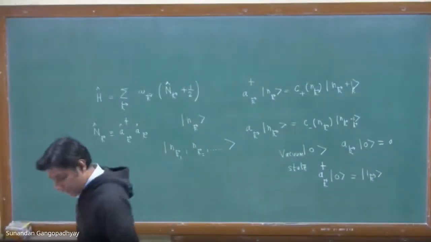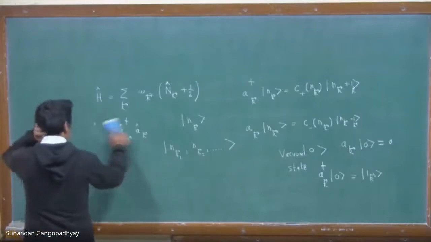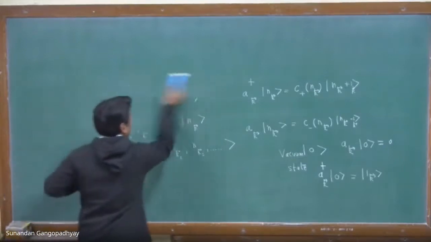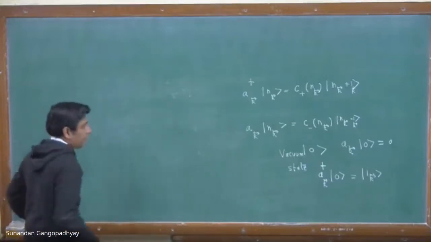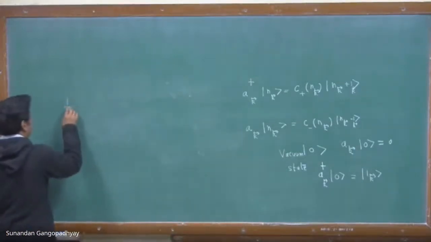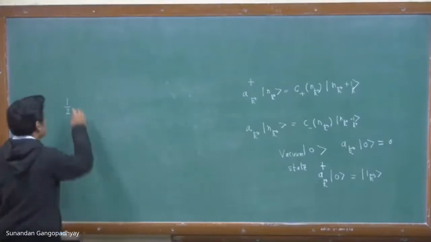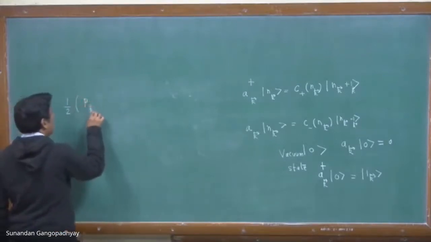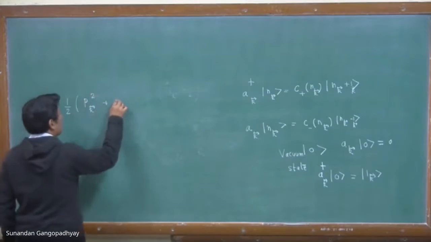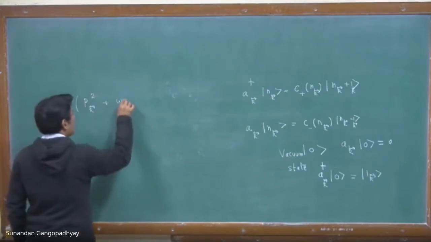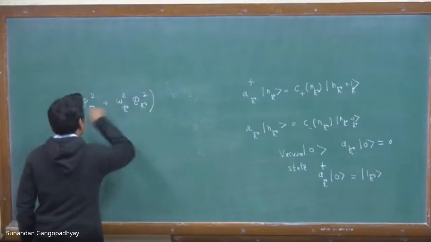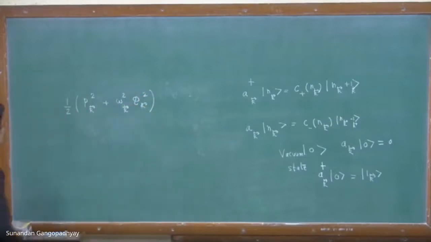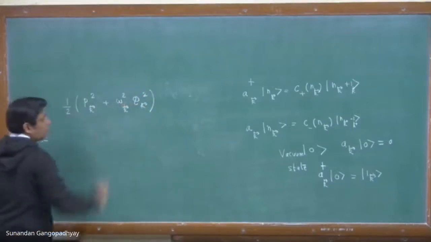So you just calculate half of pk square plus omega k square qk square. I'm not putting hats on top. So let us calculate this object.